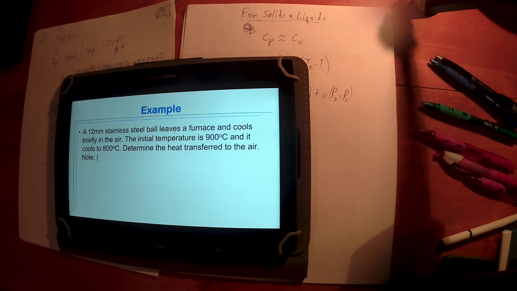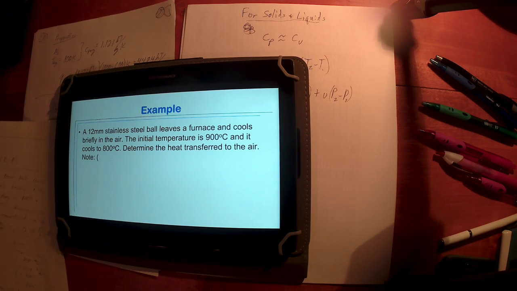We've got 12 millimeter stainless steel balls, ball bearings, if you will. Those are coming out of a furnace. So we've got little stainless steel ball bearings coming out of a furnace. They're starting out at a pretty high temperature there. Okay. Starting out at 900 degrees C. They cool in the atmosphere to 800 degrees C.